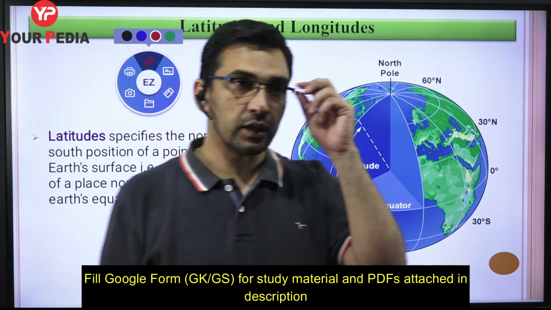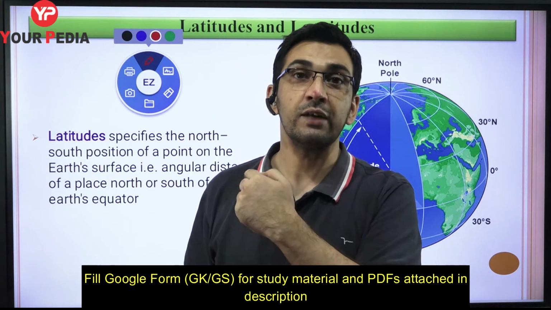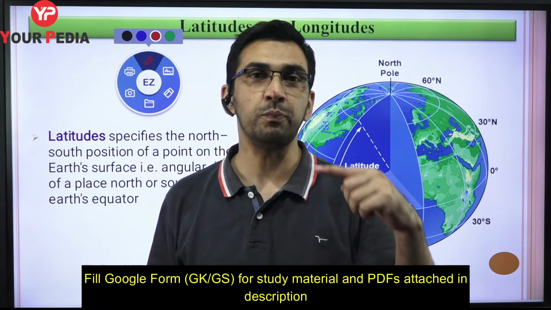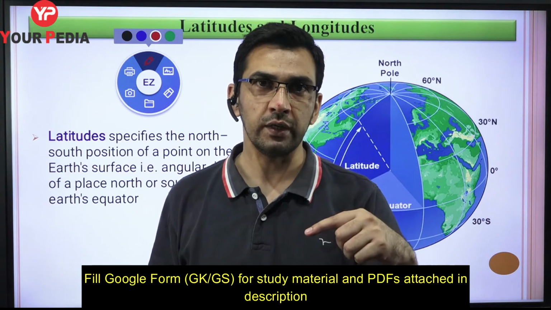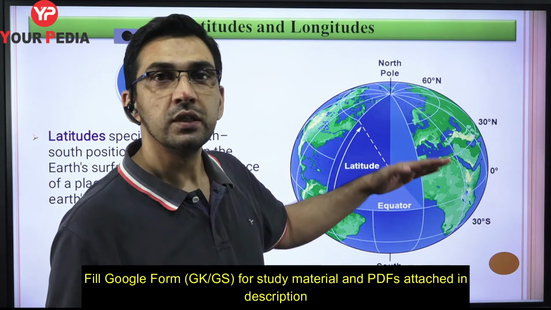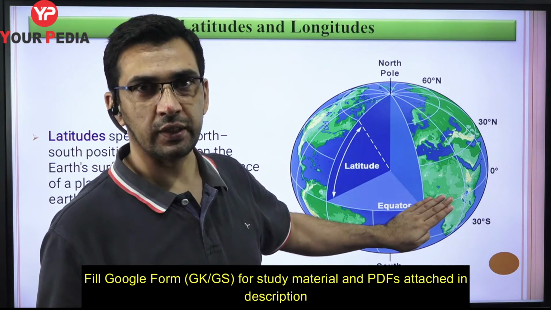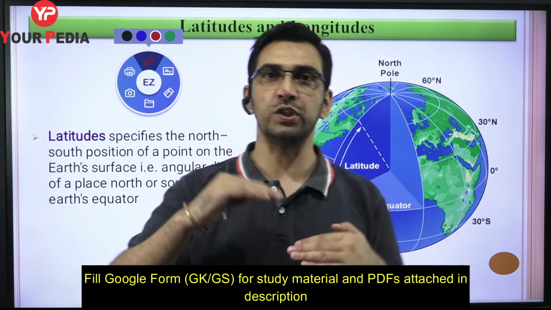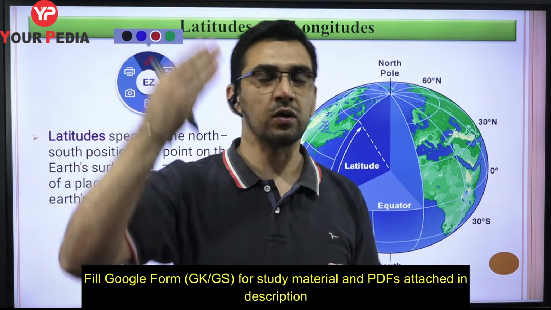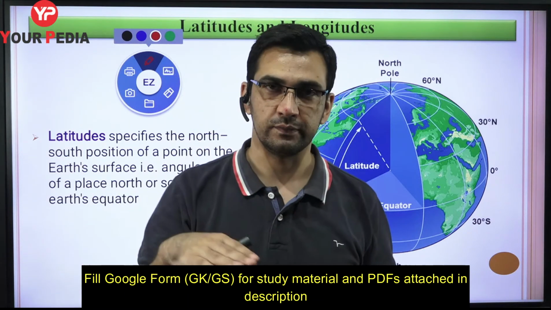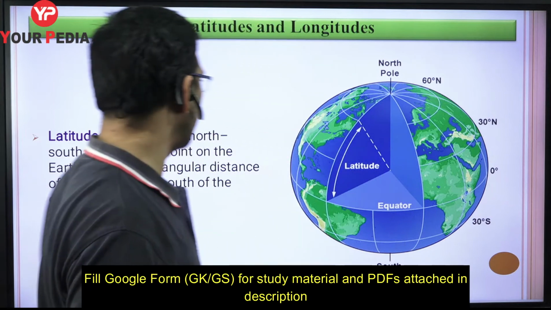So in the case of latitudes, when we ask what latitude is, we'll say the latitudes specify the angular position of a point either to the north of the equator or to the south of the equator. So if I have to locate the position of a point on the earth's surface, either to the north or to the south, the reference I have to take is the equator. That is how the latitudes have been defined.